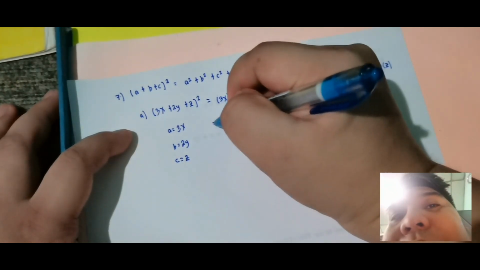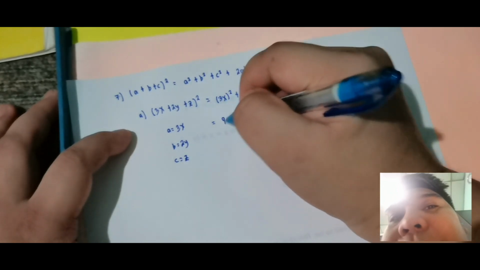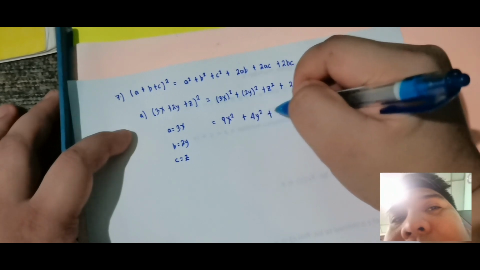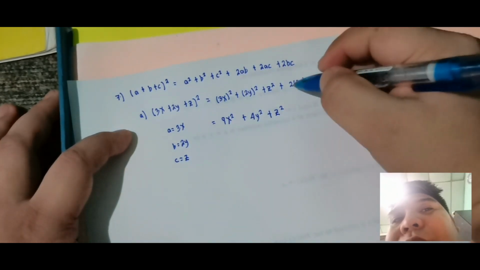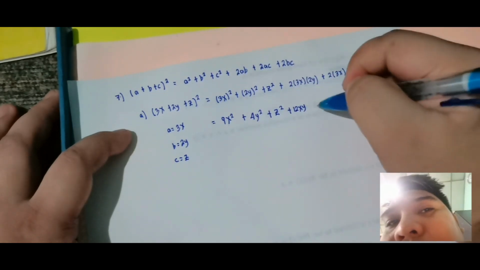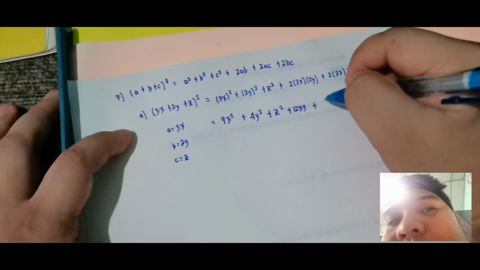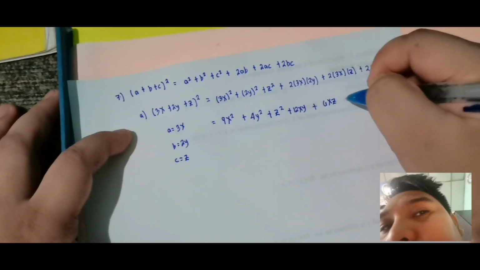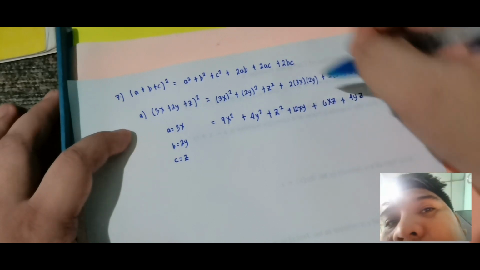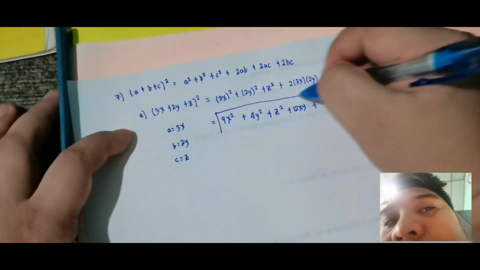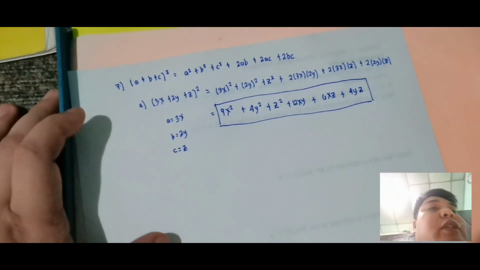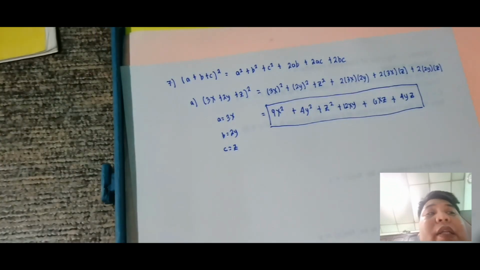Then simplify further, this is (3x) raised to 2 is 9x squared plus 4y squared plus z squared. Next, 2 times 3 times 2 is 12, so that is 12xy. Then plus 2 times 3, that is 6xz. Then lastly, 2 times 2 is 4, that is 4yz. So therefore, ito yung kanyang sagot. Okay, so tandaan na, lagay mo na yung A, B, C para hindi ka malito.